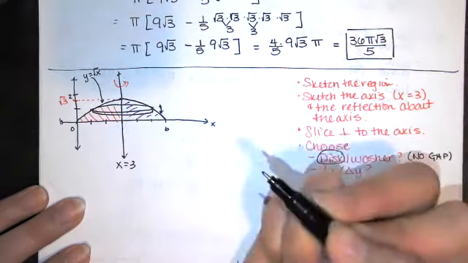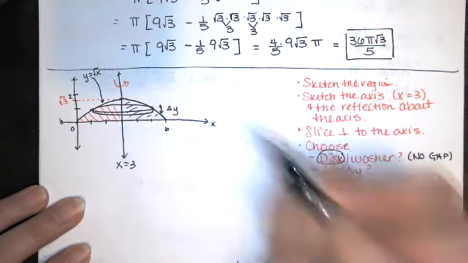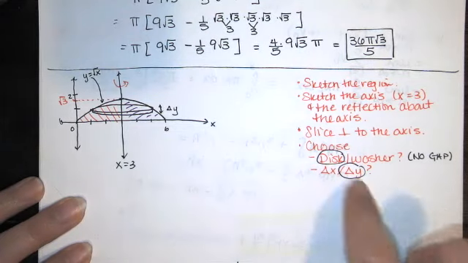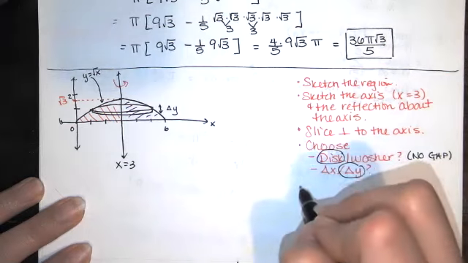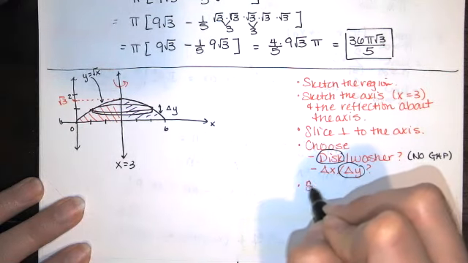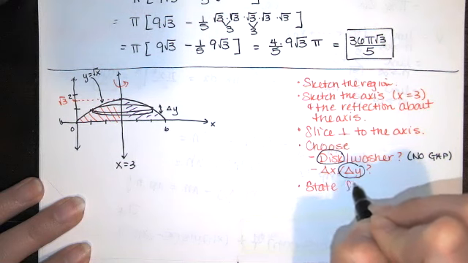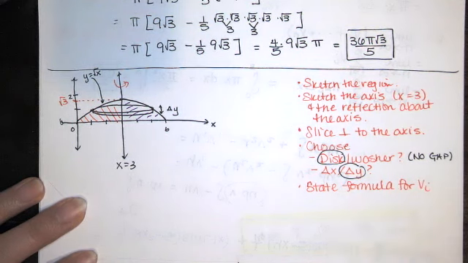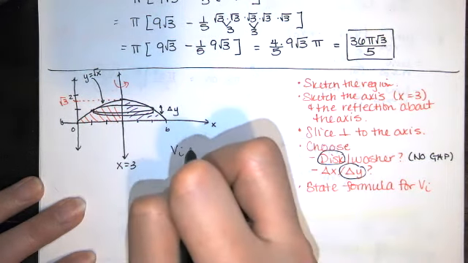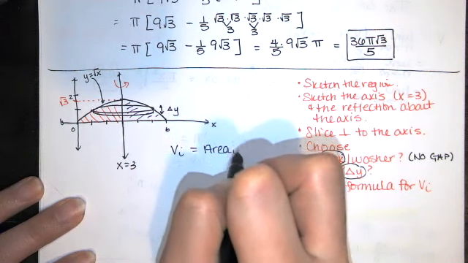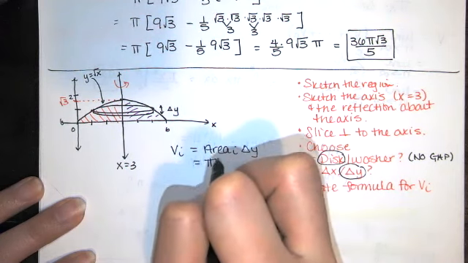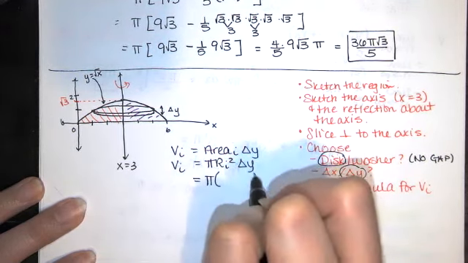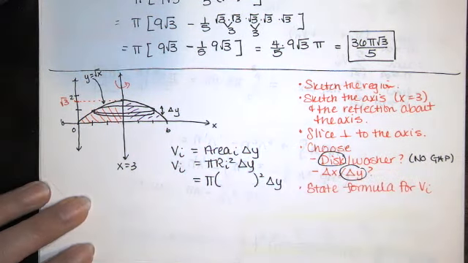And then we look at the thickness of the disk. That's a tiny vertical distance. So we're going to integrate with respect to y. Once we know that we're using the disk method and we're integrating with respect to y, we can state the formula for V sub i, the volume of the ith disk. Volume is going to be the area of the disk times delta y in this case. And the area of a disk is just the area of a circle, that's pi r squared. So we just need to find the radius, and we need that in terms of y.